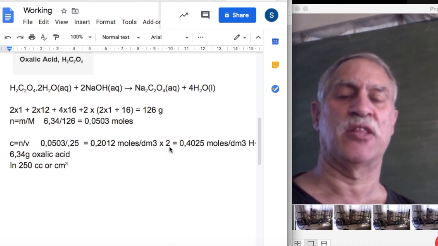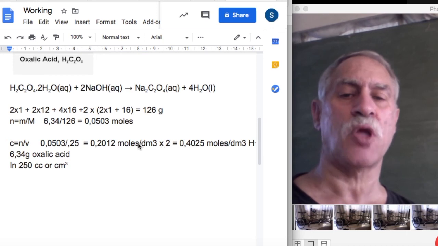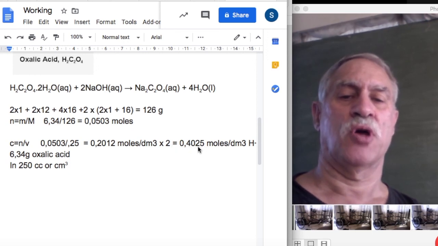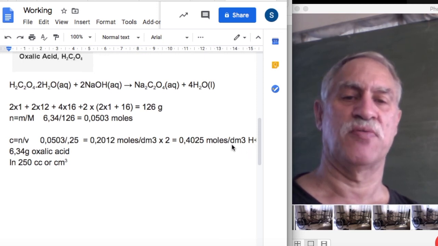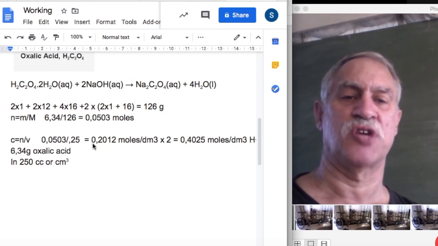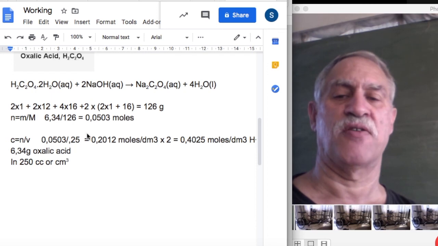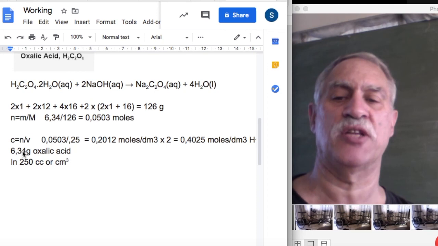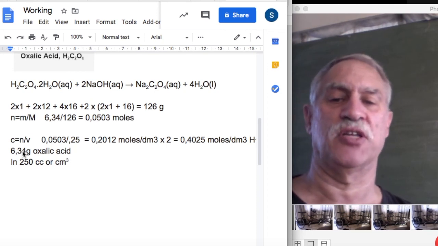Now, if we want to find out the number of hydrogen ions, we must double it, because this is a diprotic acid, meaning each mole of oxalic acid produces twice as many hydrogen ions, so that times 2 gives us 0.4025 moles per decimeter cubed of hydrogen ions. So there we have finally worked out what the concentration was of our solution of oxalic acid if we mixed 6.3 grams or 1 teaspoon in a quarter of a liter of water.